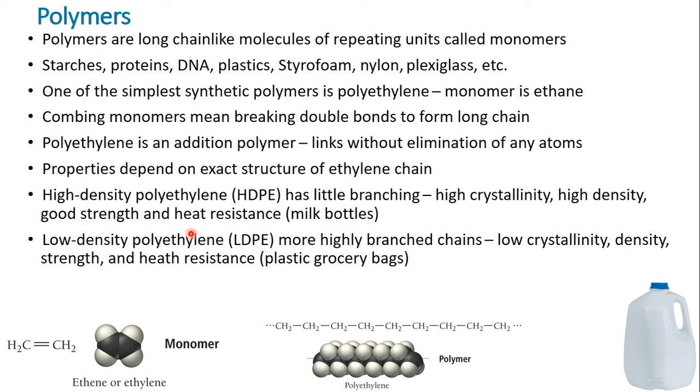While low density polyethylene, you have more branches. So you have low crystallinity, low density, low strength, and very low heat resistance. This would be the plastic you see in your grocery bags. So just the amount of branching can create plastics or polymers with quite different properties.